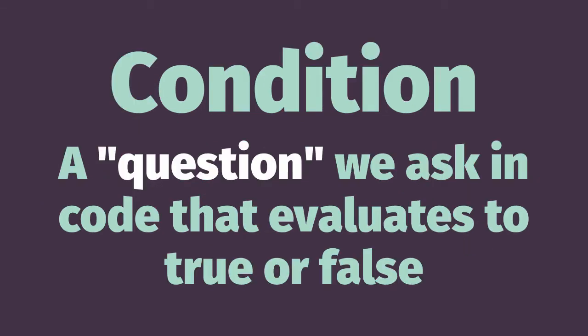So to make decisions in our programs, we want to ask a question. We're going to write code that asks a question, and that question will then evaluate to a Boolean value. So it'll evaluate to true or false. So we're going to ask a question and get an answer. We're going to call these questions conditions. So let's talk a little bit about how this process works.